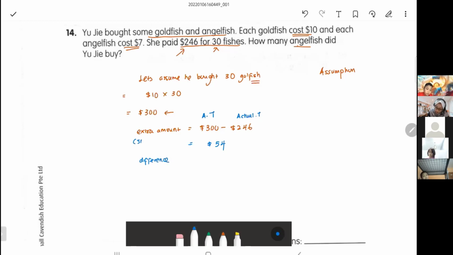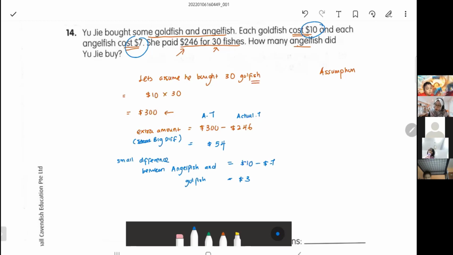Sorry, this is called the big diff. This is called the small diff. The small difference means the difference between angelfish and goldfish. You look at the cost of them. Okay, then $10 minus $7 equals $3.